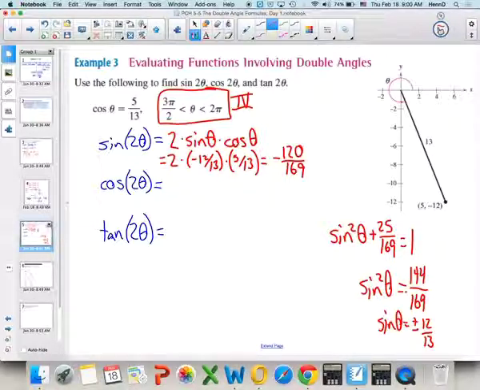How about cosine of 2 theta? What do you want to use? 2 cosine squared minus 1. Okay, let's do that. 2 cosine squared theta minus 1. Cosine squared, we already said, was 25 over 169. We saw that over here. So 2 times that would be 50 over 169 minus 1. So that's going to be a negative 119 over 169.